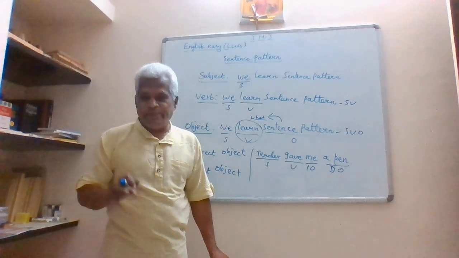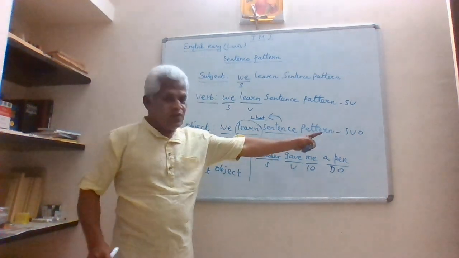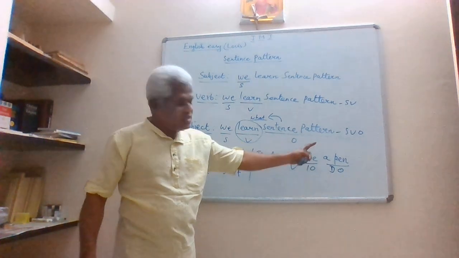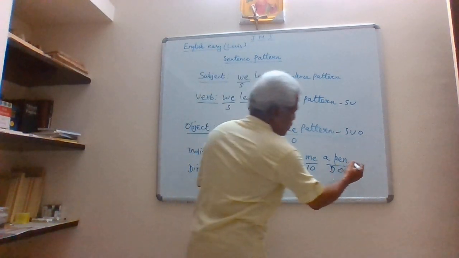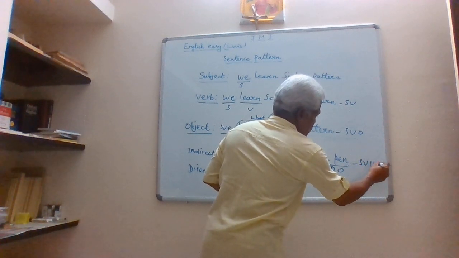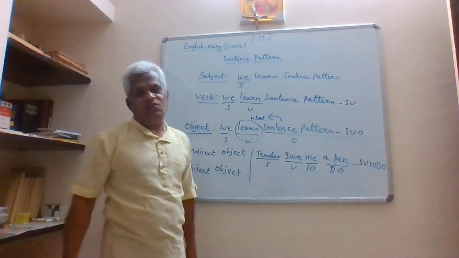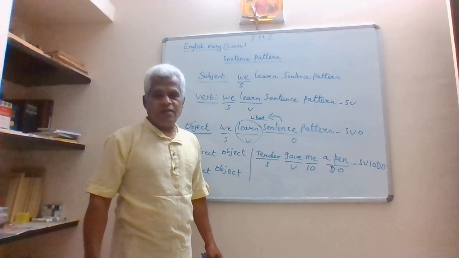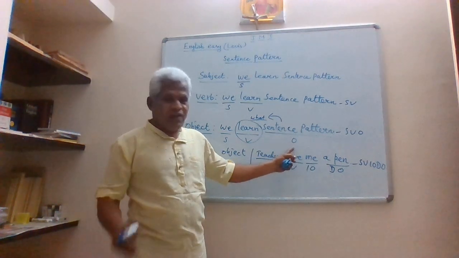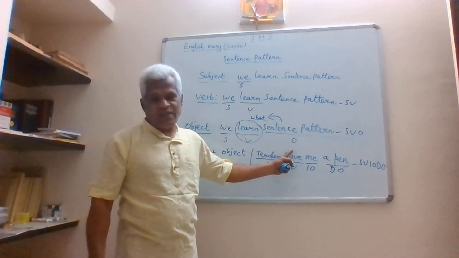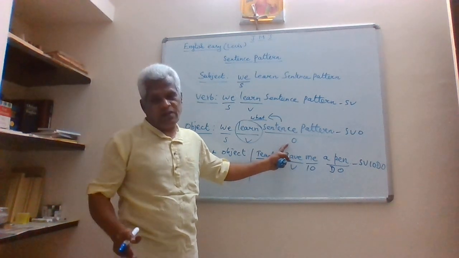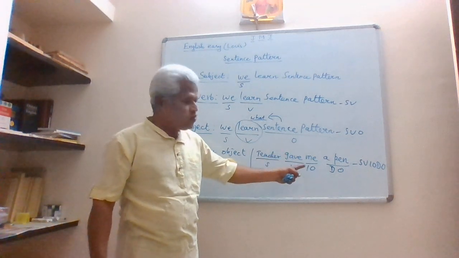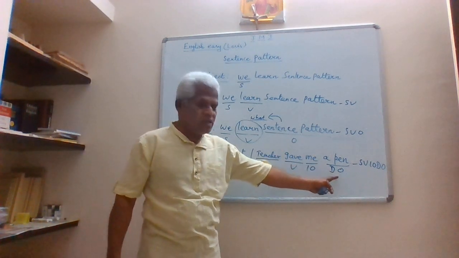To make it more simple, now we know that this was the pattern of SVO. But since we have two objects here, this pattern is known as SVIO-DO. The pattern of the sentence is SVIO-DO. Okay. Now, when we have only one object in the sentence, we don't have to write it as direct object because we don't have that necessity here. But when we have two objects, we need to write one as indirect object, one as direct object.